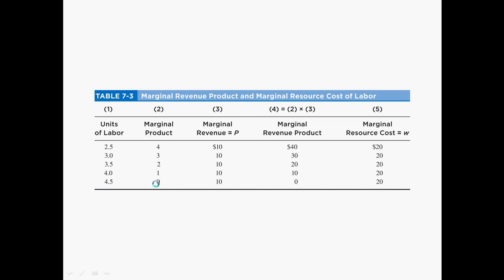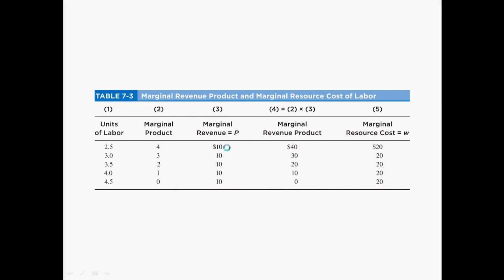Units of labor, marginal product. You notice the marginal product is falling. So in this case, as you're hiring more labor, you have fewer and fewer useful things for them to do. This extra part-time worker here at the end, you don't really have anything useful for him to do, so zero marginal product.